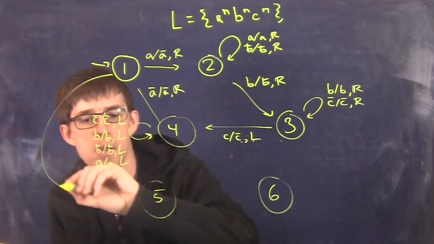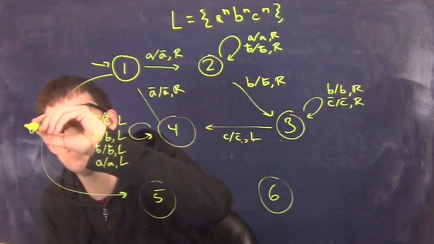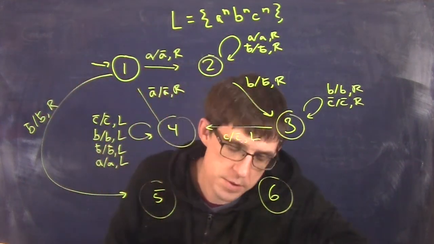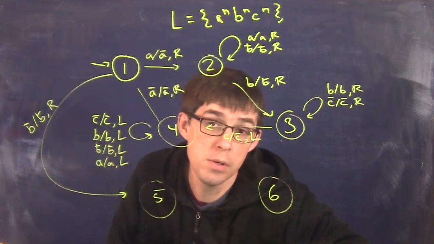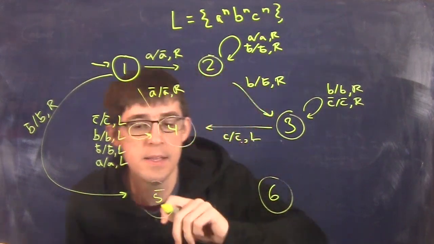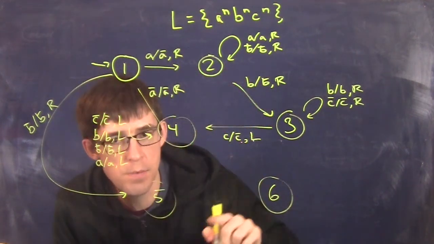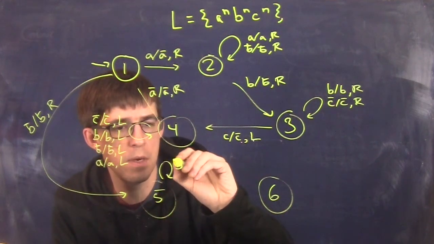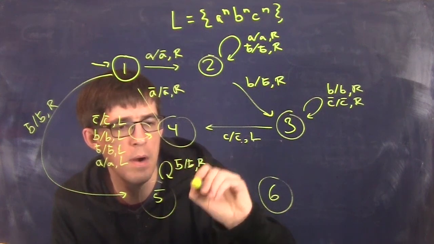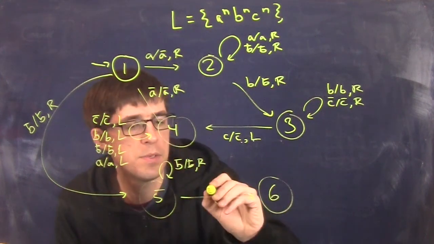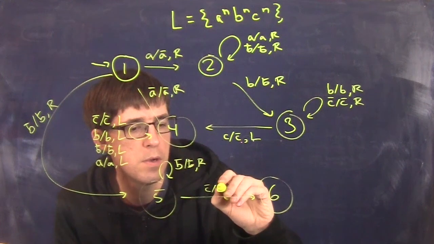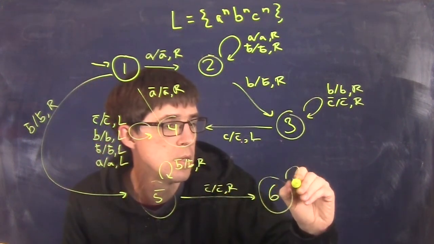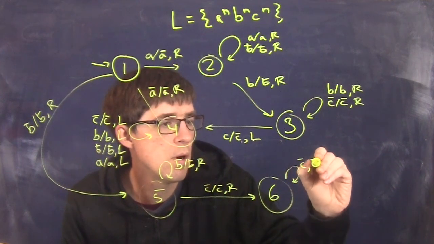So from here, it's going to say B bar, R. If you see a B bar from the starting state, you should keep it like it is and move to the right. And then in state 5, we are repeatedly moving to the right, checking that all you see are B bars. So this is going to be B bar, R, until you get to a C bar. And when you get to a C bar, you go C bar, R. I'm just moving to the right through any more C bars.